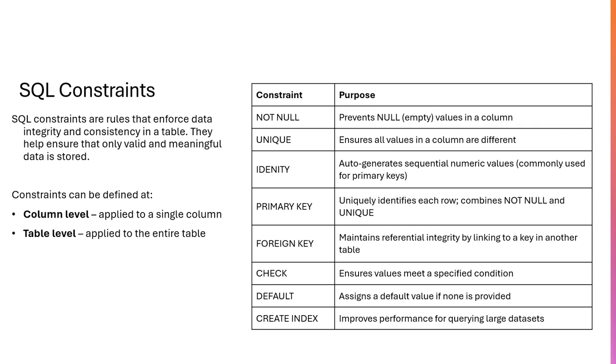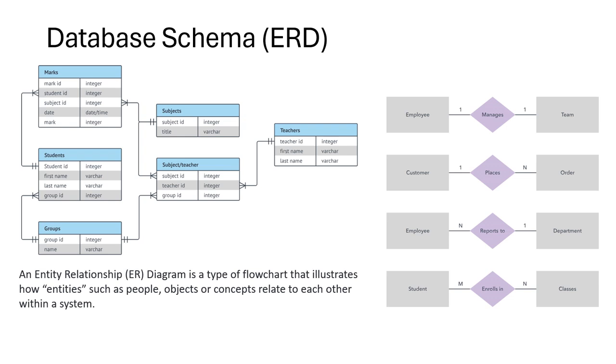Then CHECK ensures that values meet a specified condition. You can say check if it's a number, check if it's greater than 100, etc. Then DEFAULT assigns a default value if none is provided. CREATE INDEX improves performance for querying large databases. So those are some of the constraints, but I think there are some which are not included here.